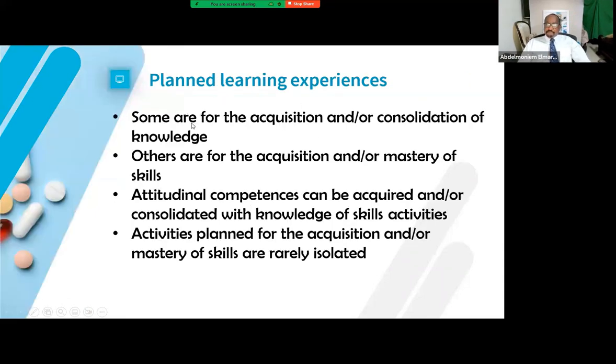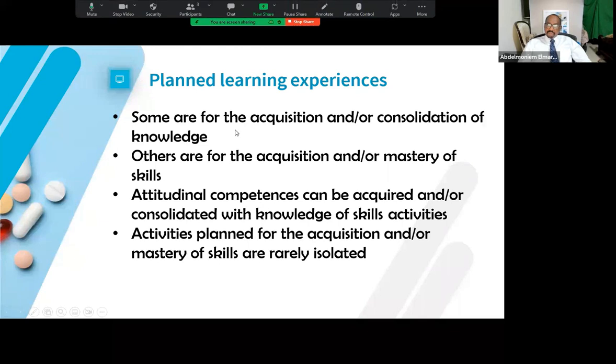Now, some of these planned learning experiences are meant for the acquisition and or consolidation of knowledge, while others are for the acquisition and or mastery of skills, while attitudinal competencies can be acquired and or consolidated with knowledge and skills activities. Now, the activities planned for the acquisition or mastery of skills are rarely isolated. They include acquisition of knowledge and they also include acquisition of attitudes. So skills are usually combined with knowledge and attitude. And all of them can be considered as planned learning experiences.